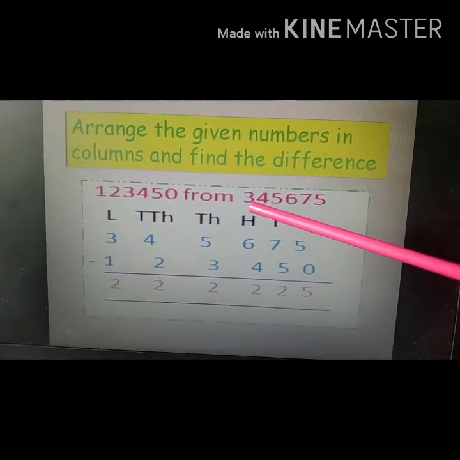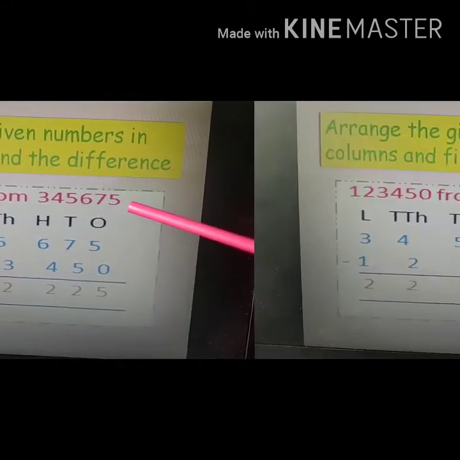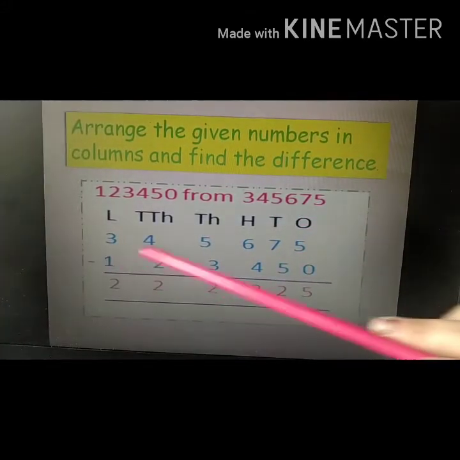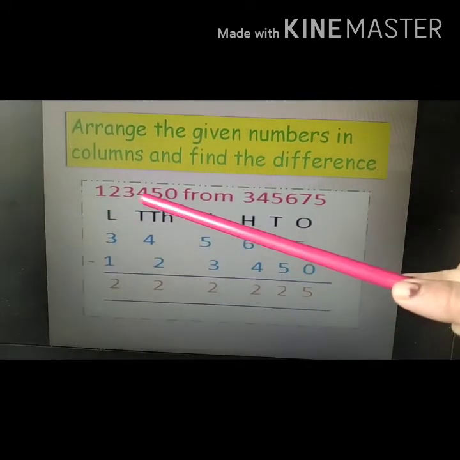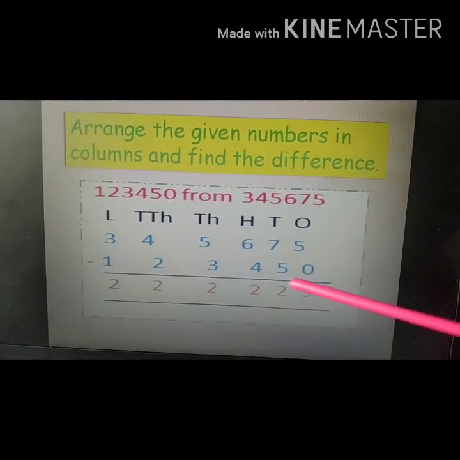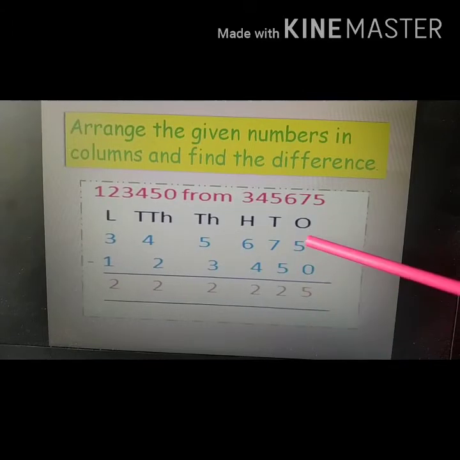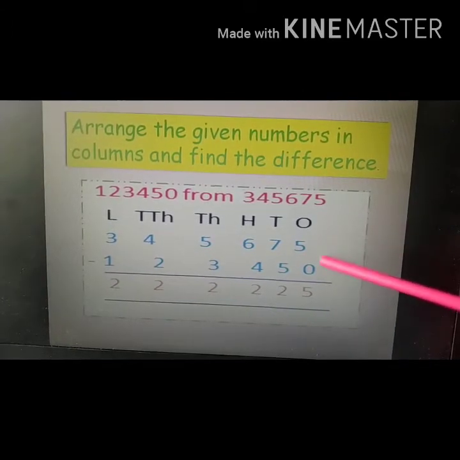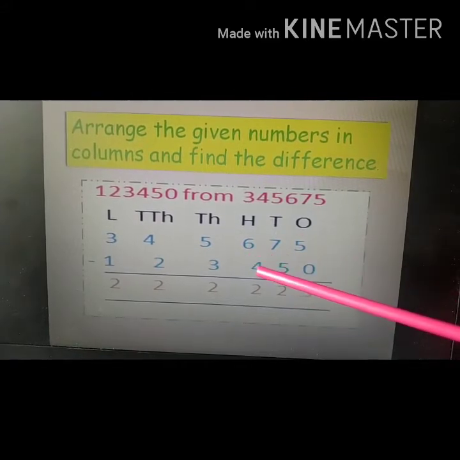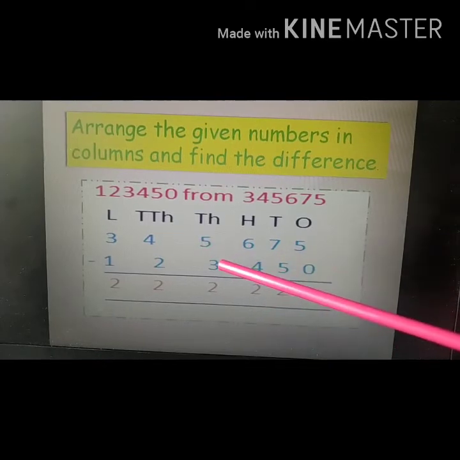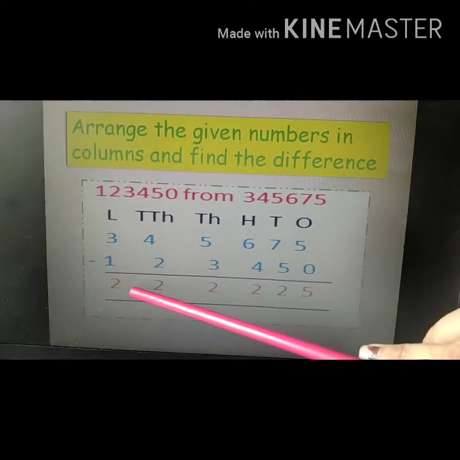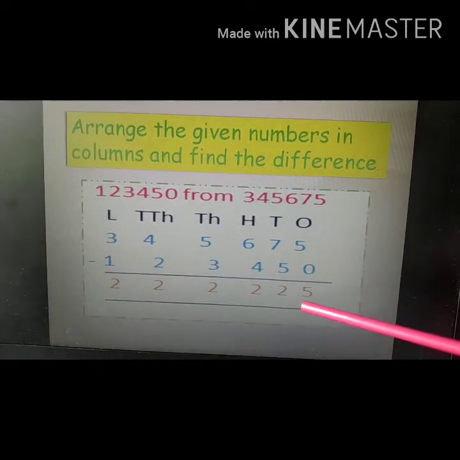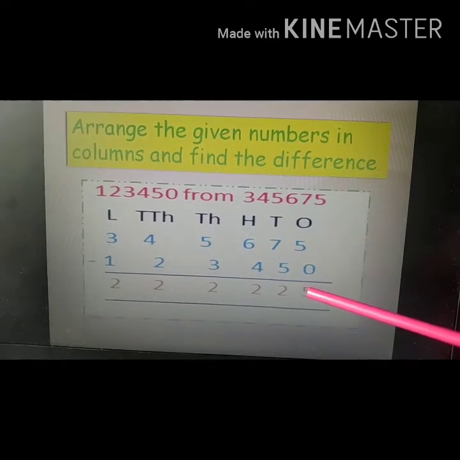So here 1,23,450 and here is 3,45,675. So 3,45,675 will be on the above side as a minuend, and the smaller number, 1,23,450, is the subtrahend, which will be below. Now we start subtraction. 5 minus 0 is possible? Yes. 5 minus 0 is 5. 7 minus 5 is 2. 6 minus 4 is 2. 5 minus 3 is 2. 4 minus 2 is 2. 3 minus 1 is 2. We can count it on the fingers as we have discussed in the previous video.